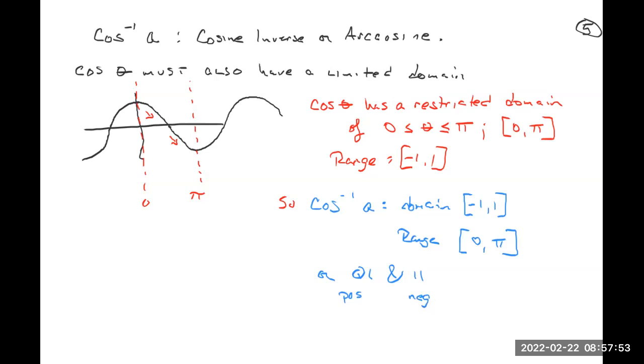And that's because cosine is analogous to our x. Cosine is analogous to our x. And so moving counterclockwise from the positive x-axis, we have all of the possible positive responses up to 1. And then we have all of the negative responses from 1 back down to 0. And the inputs are positive in quadrant 1 and negative in quadrant 2.